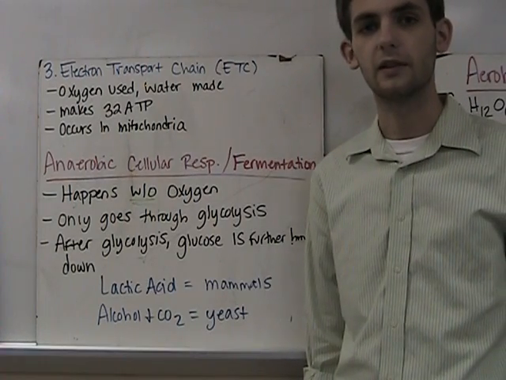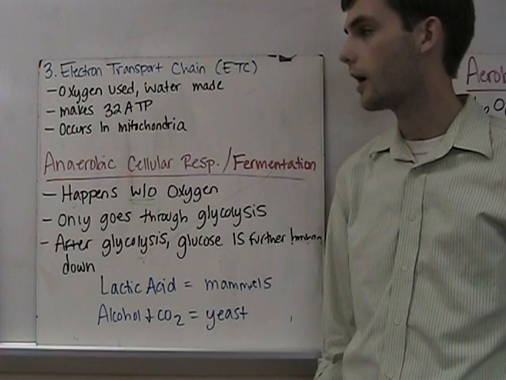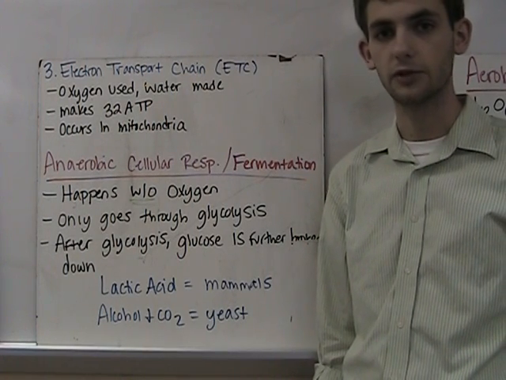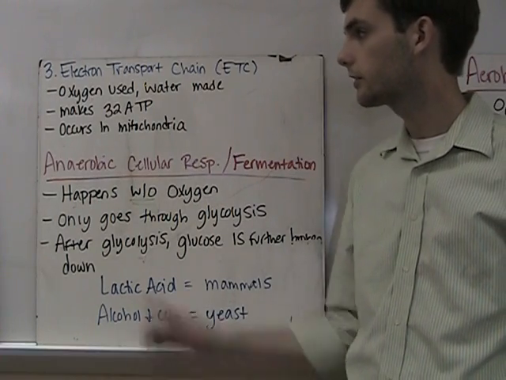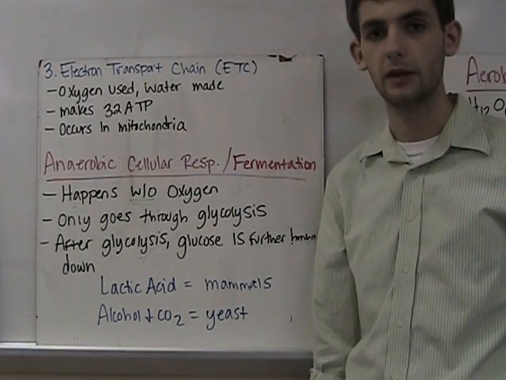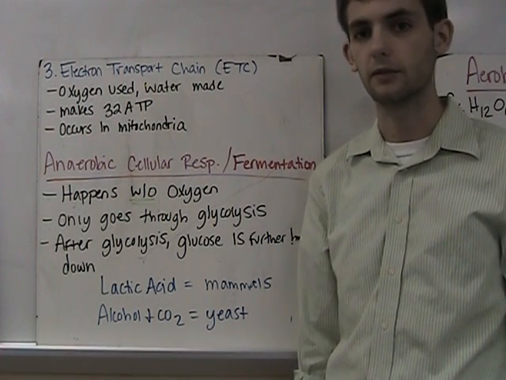The third step is the electron transport chain, also abbreviated ETC. This is when oxygen will be used as a final electron acceptor and water will be produced as a waste product. This process makes 32 ATP and occurs in the mitochondria. That's where it gets the nickname the powerhouse of the cell.